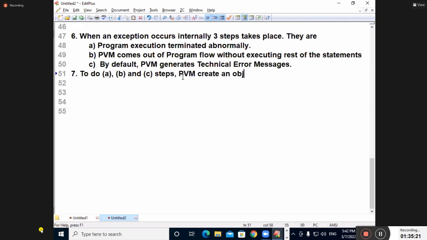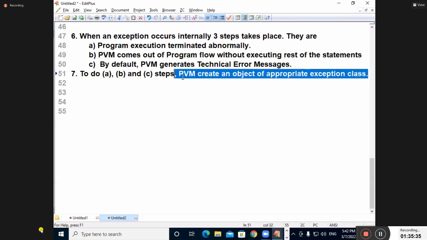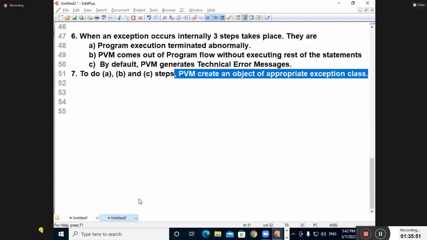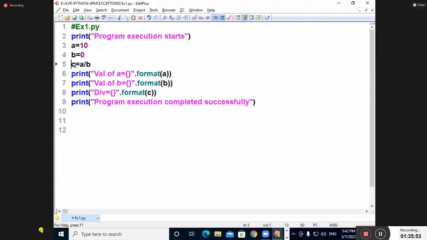This is the very important point. PVM creates an object of the appropriate exception class. That means for every type of problem, there is one exception class. What is the problem I got just now in my program, students? You see line number 5.